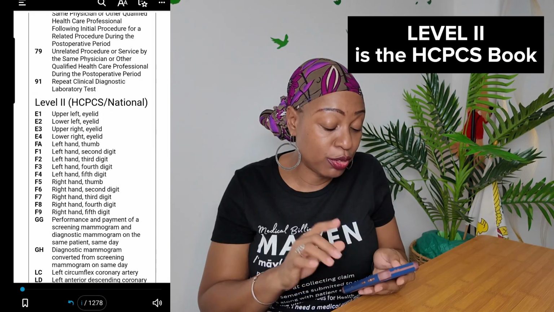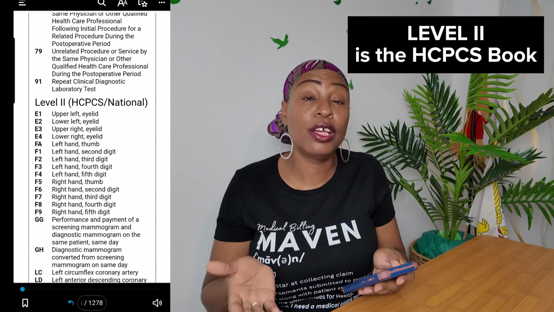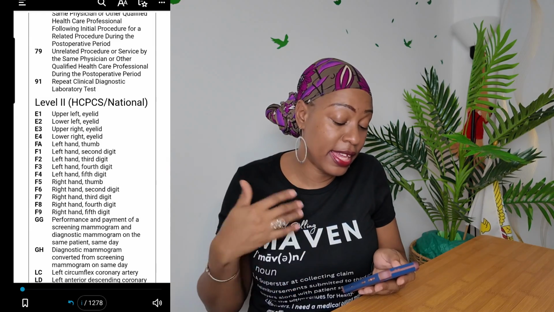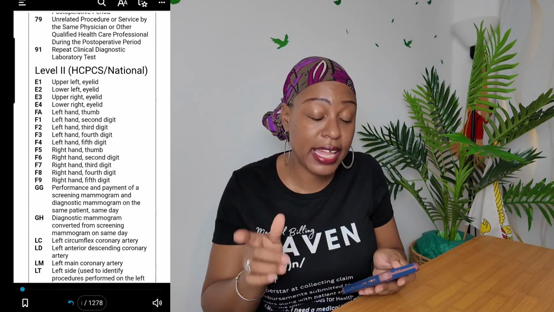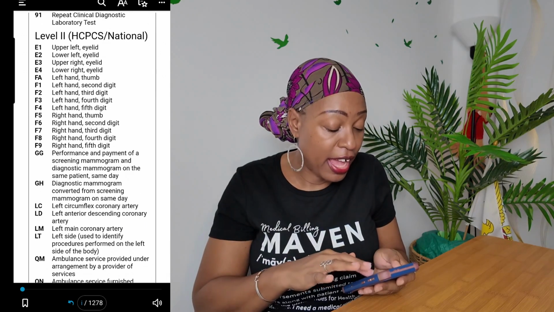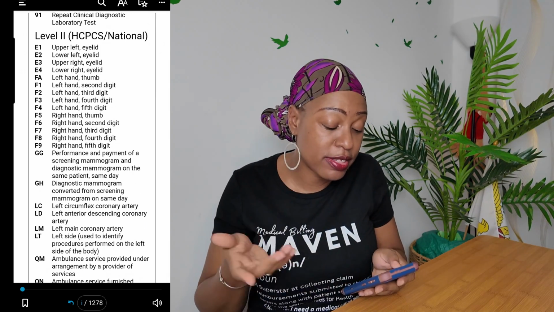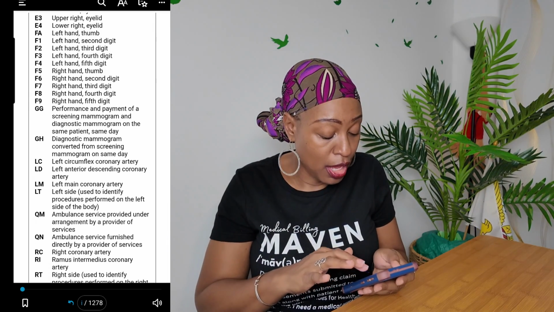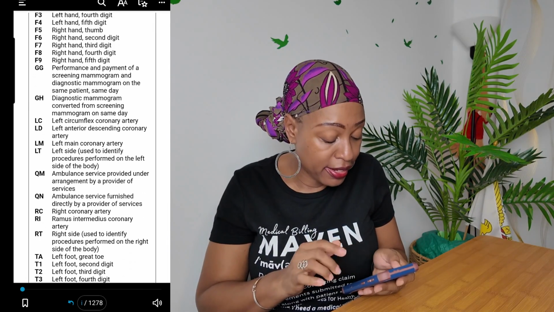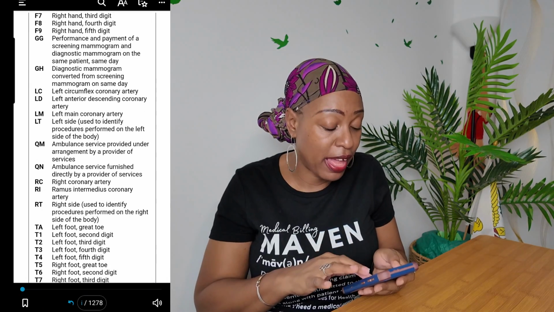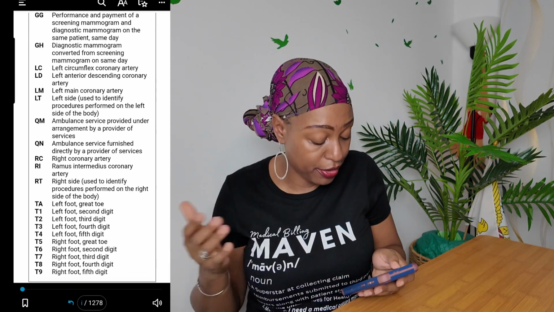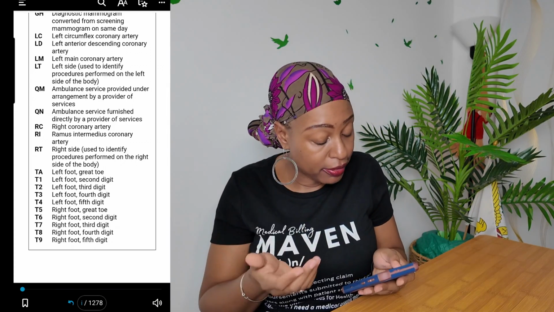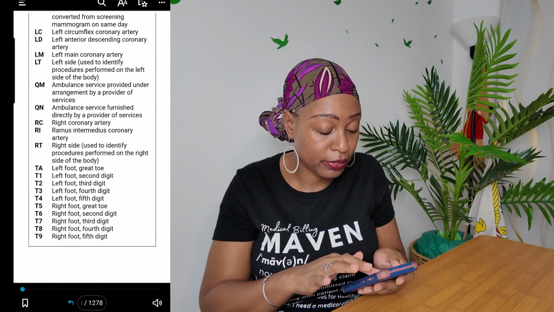Then you have level 2, which is HCPCS. So level 1 is CPT, level 2 is HCPCS. And this is the HCPCS/national modifiers. As you notice, this has letters and numbers. You see, like, the upper left eyelid, you see the right hand, and then you have some that are only letters. So RT meaning right side, LT meaning left side.